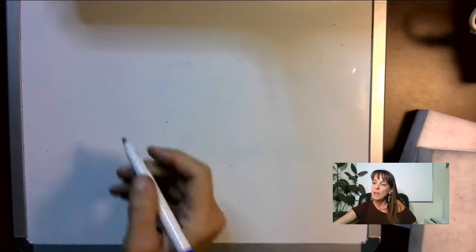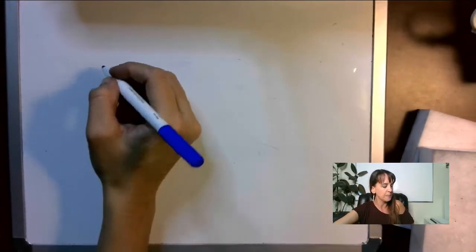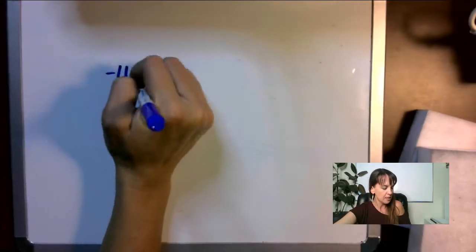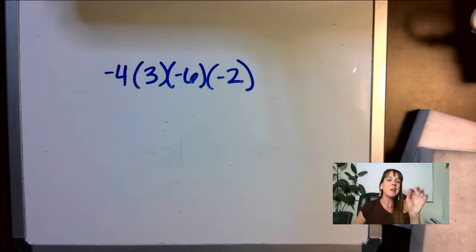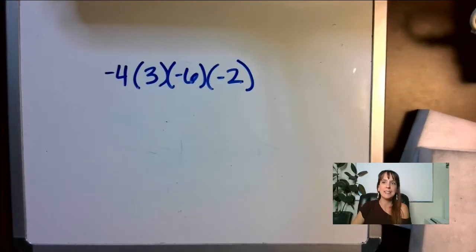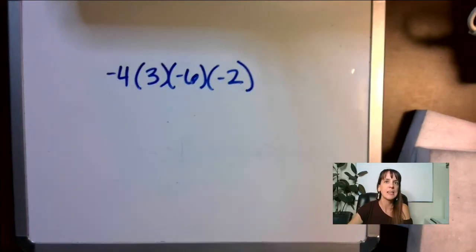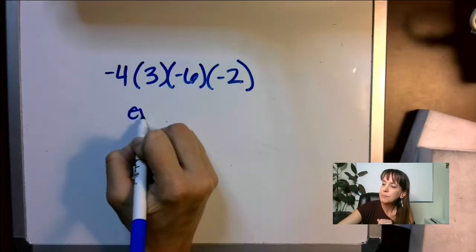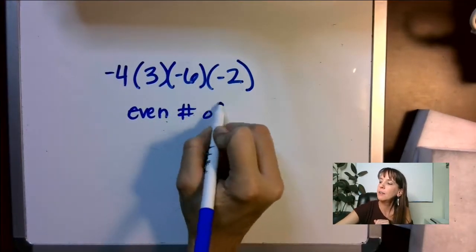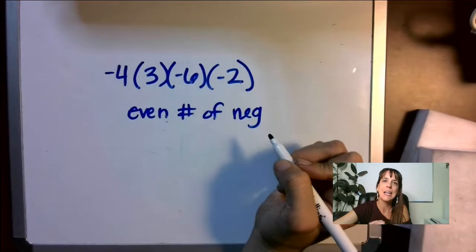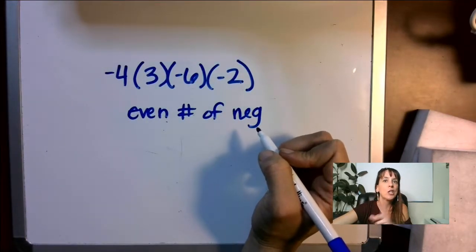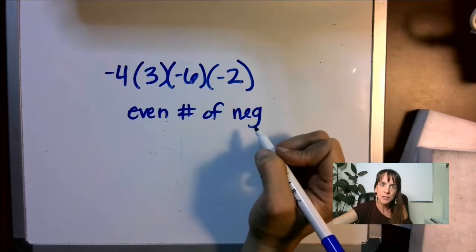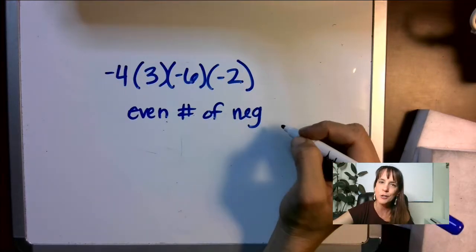Okay, another thing that we're going to talk about today is multiplying a whole bunch of numbers. If I give you, I've got to make up an example here, -4 times 3 times -6 times -2. Here's how you should do this. Take a look at the negatives. If there are an even number of negatives, and guys, if I did not say this, you need to have your notebook out, your binder or your notes or wherever you take your notes. You need to be writing down everything that I'm doing so that you can go back and reference it, okay? So make sure you're taking notes.